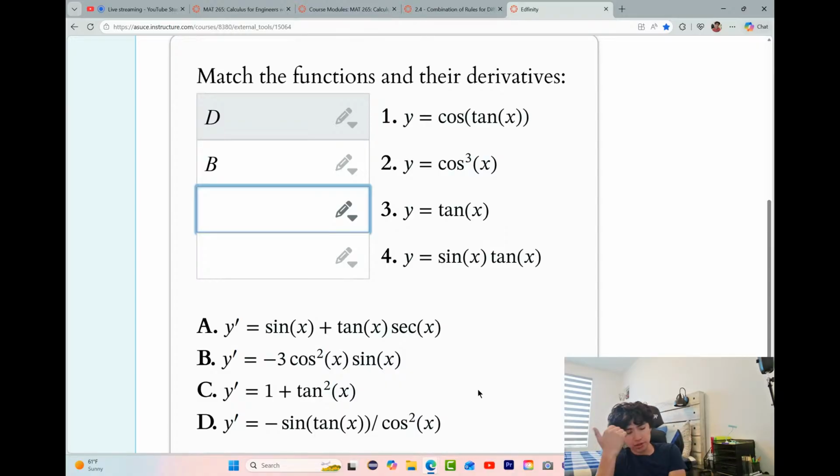This is literally just a function. No need to apply any differentiation rules. What do we get? Tangent of x.